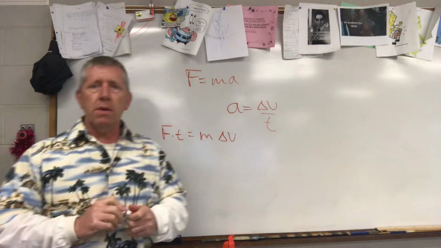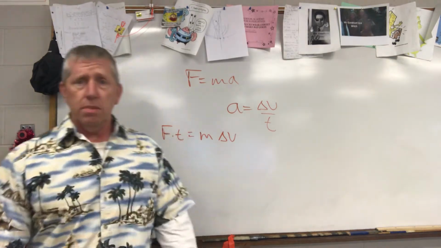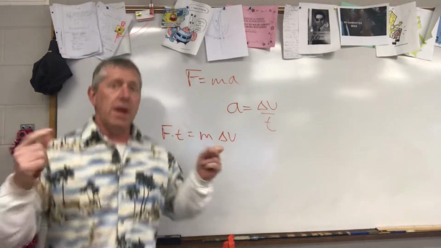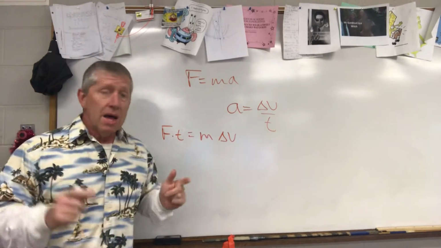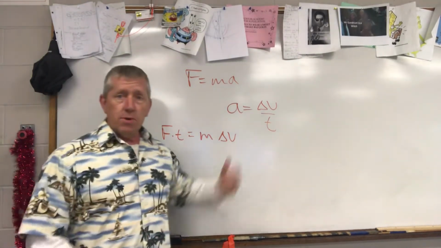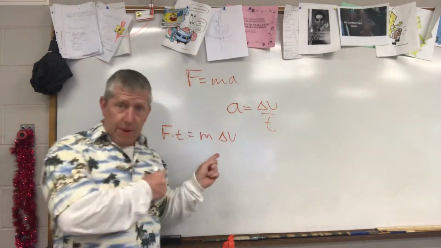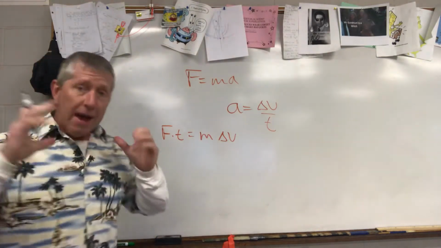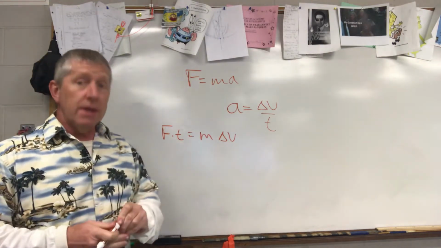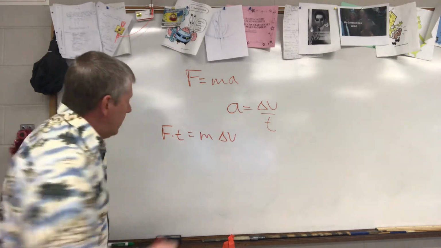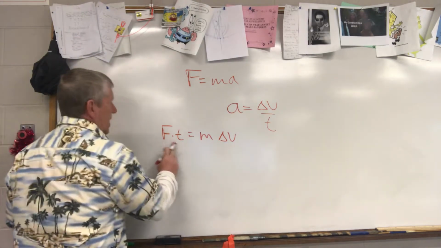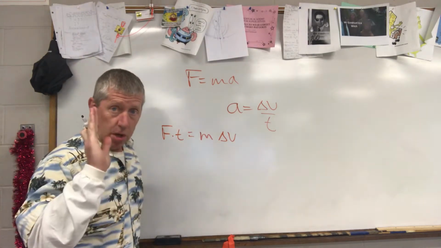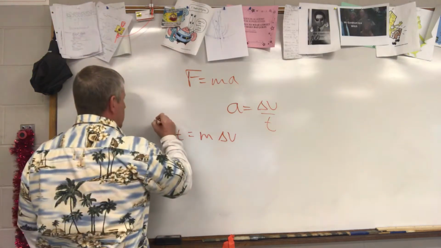Why would you want to do that? Well, because one, I wanted to, and two, check this out. So now we have F equals ma, just substituted and rearranged a little bit. We have two sides of the equation that we need to focus on for this week. This side of the equation, force times time, is called impulse.